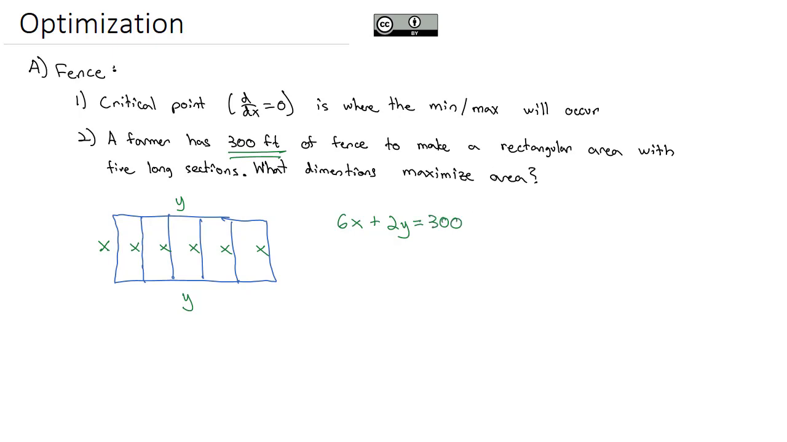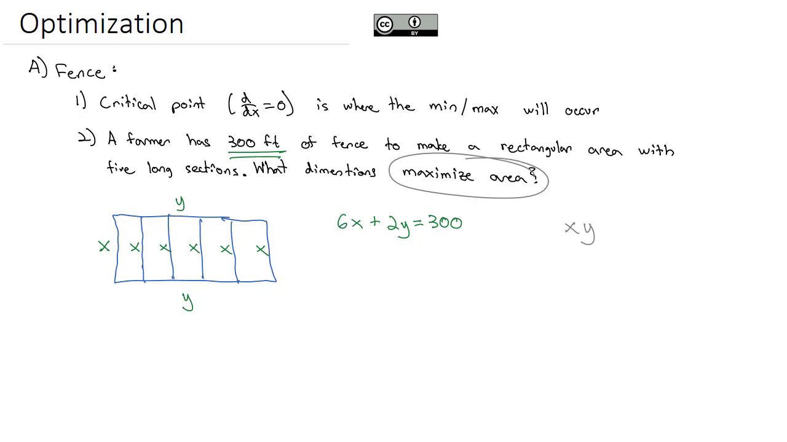But we want to maximize the area. The area of a rectangle is base times height, or in this case, x times y. X times y is what we want to maximize, but the problem is it has 2 variables in it, and we want to work with just 1 variable. So we're going to use this equation on the left to solve for one of the variables.